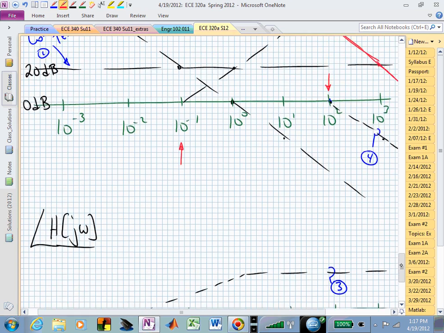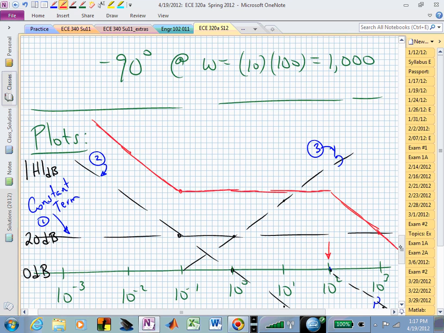And what's my amplitude? Between 1 and 10, my amplitude was constant, but it's a gain. It's a pretty high gain, isn't it? It's 100. So things will be scaled by 100, but they will be lined up.